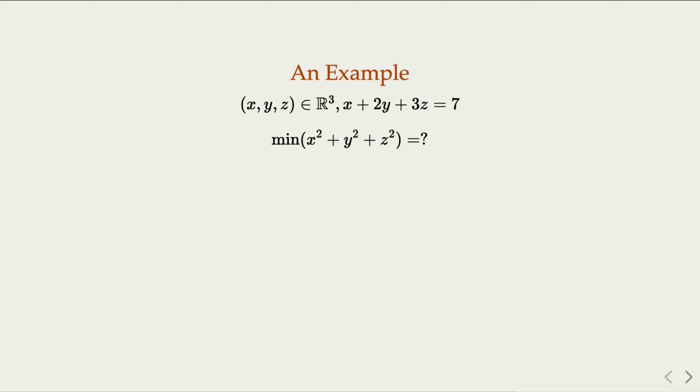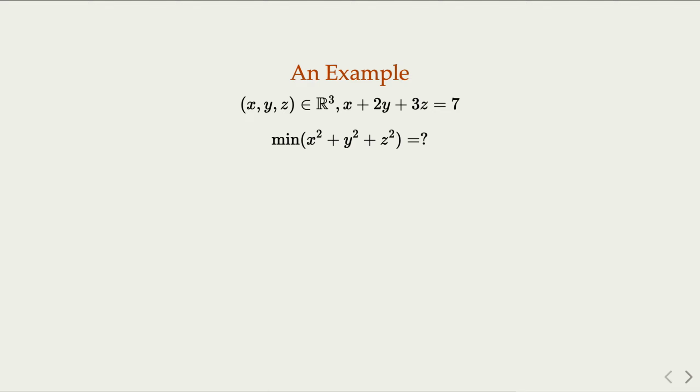So we have points x, y, z in 3D that satisfy this equation. Of course we know that this represents the points on this plane. We'll try to minimize x squared plus y squared plus z squared. What is that? That is the square of the distance from the origin 0, 0, 0 to the points. If you learn calculus, you know that the answer would be the square of the distance from the origin to this plane. There's a formula you can plug in, and that would be the answer.